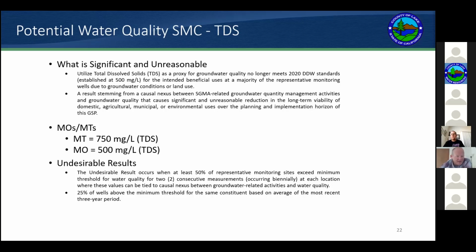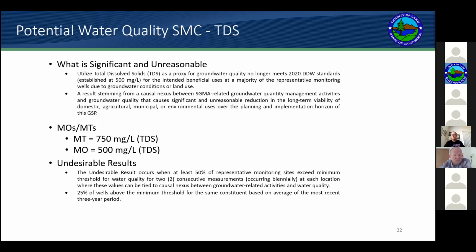So at some point, we need to agree on the language. We don't today, but these are some example unreasonable statements that we've developed for other GSPs. So again, that's not that important today, but what I think is important is just to get these concepts across. So moving through and talking about MOs and MTs, one idea could be, we know that the secondary drinking water quality parameter for TDS is 500 milligrams per liter. You could set the MO at 500 milligrams per liter. And then the threshold, again, the threshold is what we want to avoid. That could be set at something greater than the MO, right?